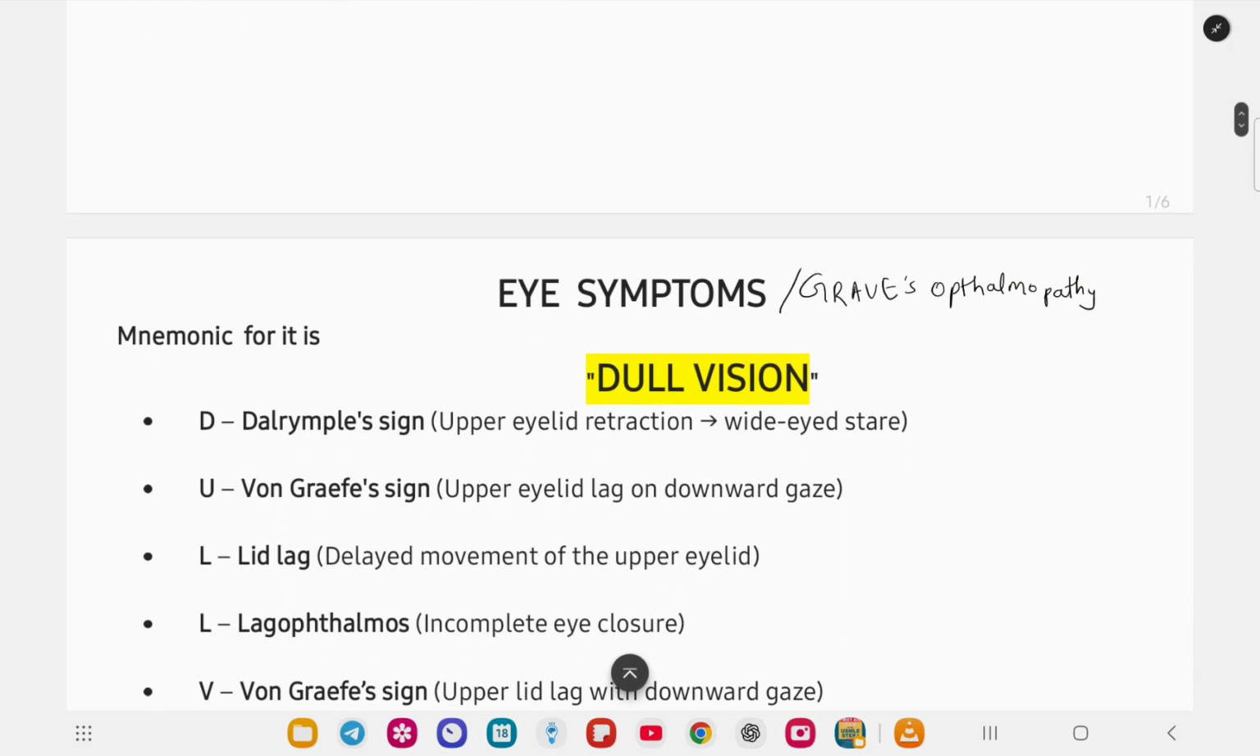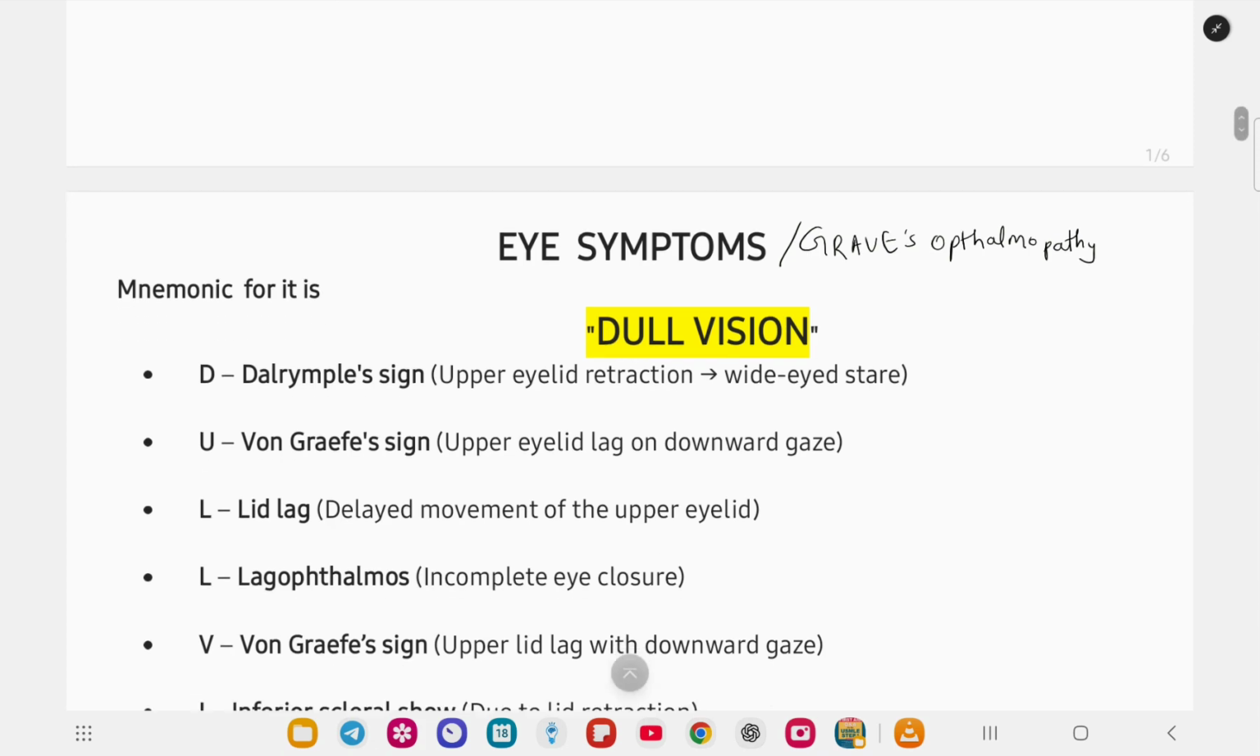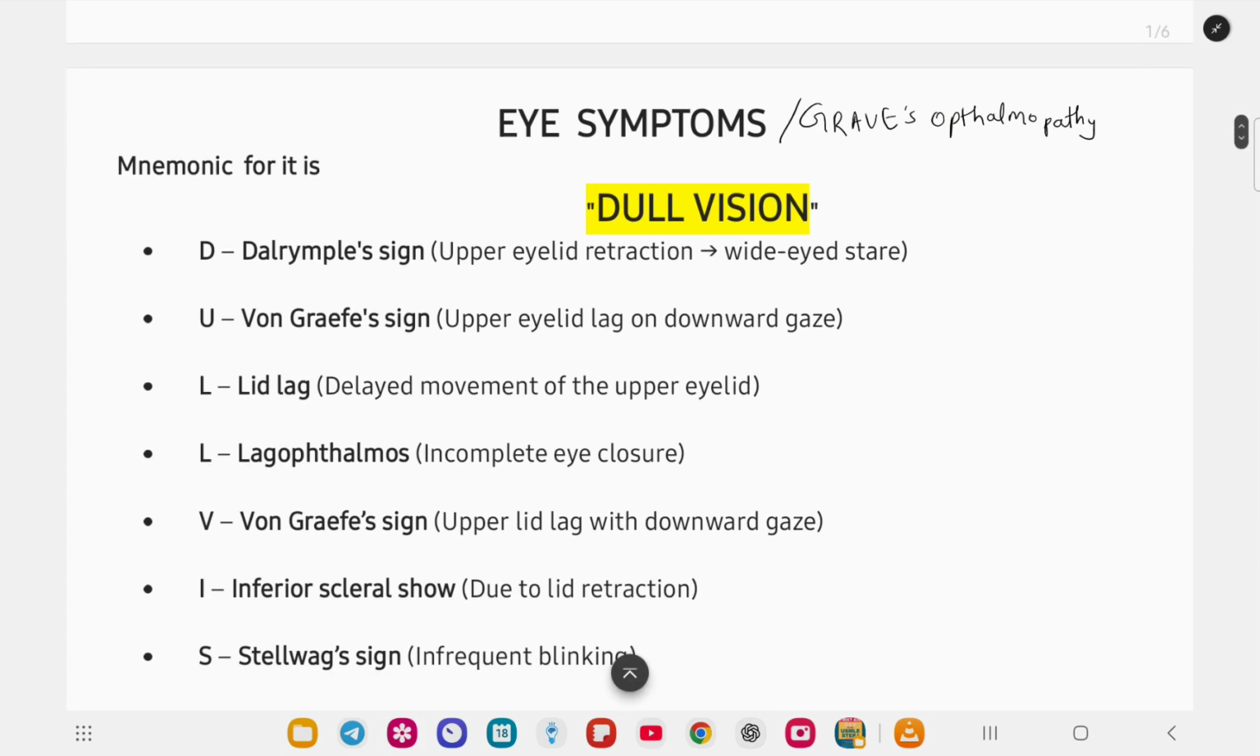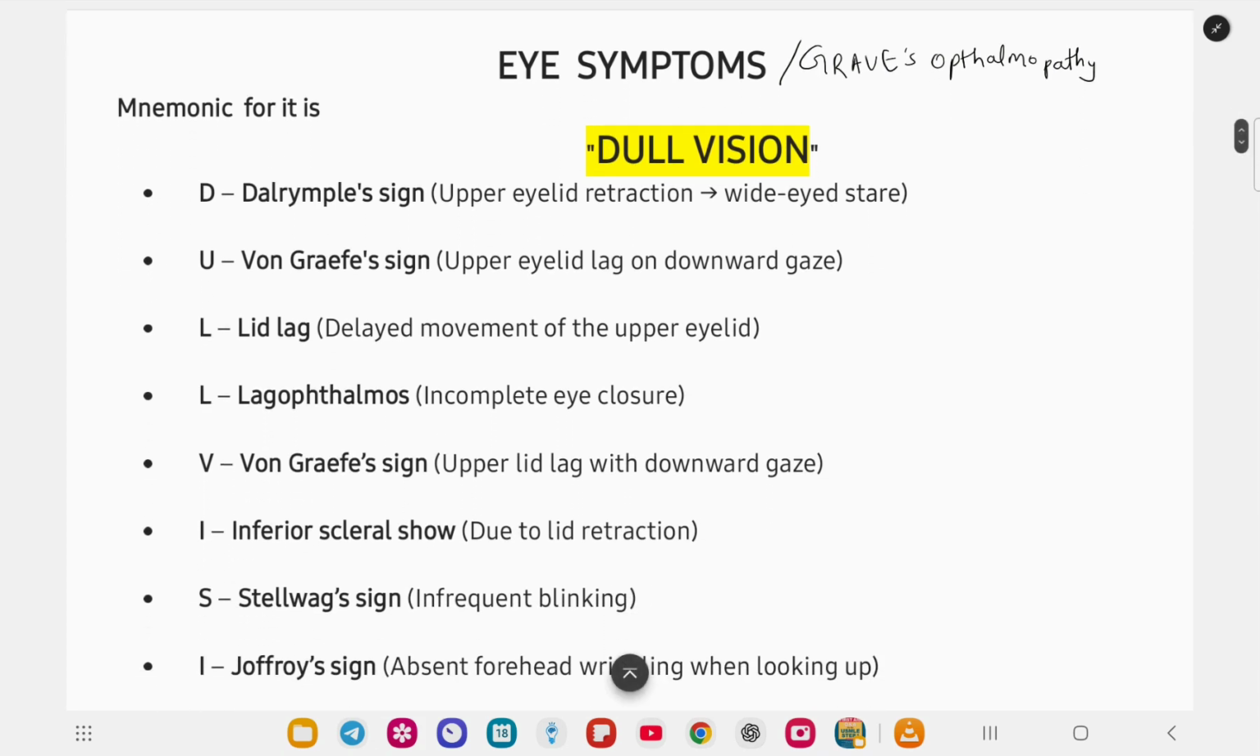And there are eye symptoms. This is very special in hyperthyroidism, especially in Graves' disease, named Graves ophthalmopathy. There are various eye signs. It is very difficult to remember, so there is a mnemonic for remembering the eye signs.